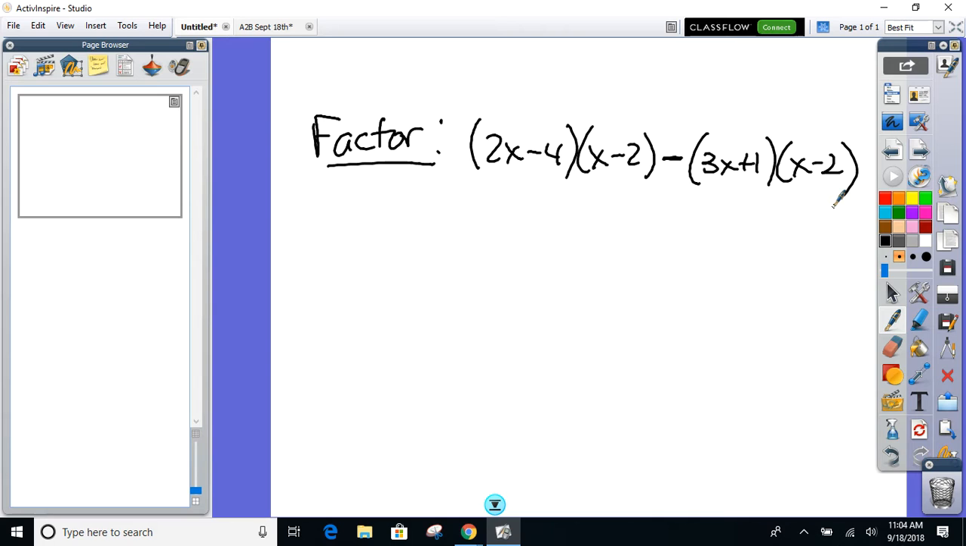Good. Factor that for me. Any ideas right off the bat? Hopefully you're not multiplying and double distributing or foiling. I hope you're not doing that because you're going to be there a while. And we've never done that to begin with, this whole unit. We've never started out by multiplying something. Anything at all? Coming strong on Thursday. What do you got?